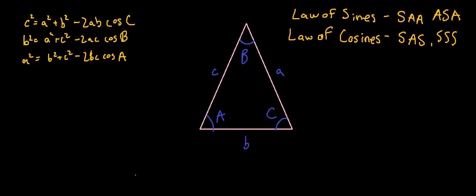The law of cosines is the most complete way of solving for a triangle. And it's the most complete because it can solve the other two cases that the law of sines cannot: side, angle, side, and side, side, side.